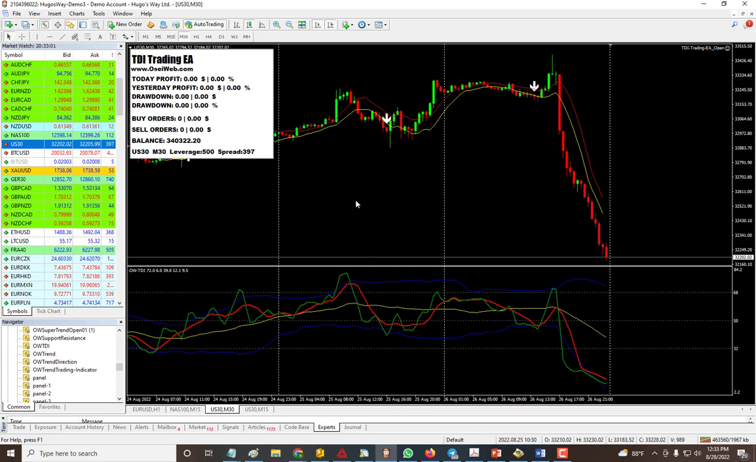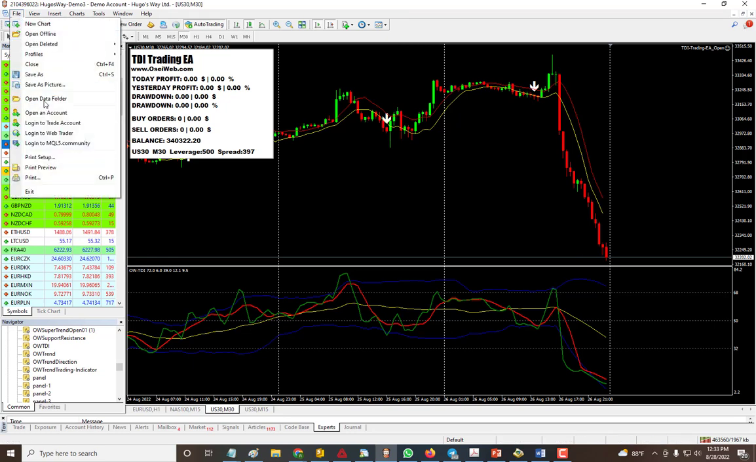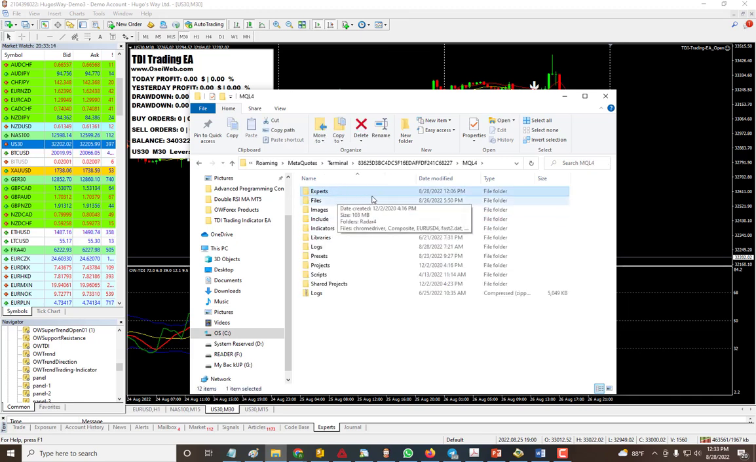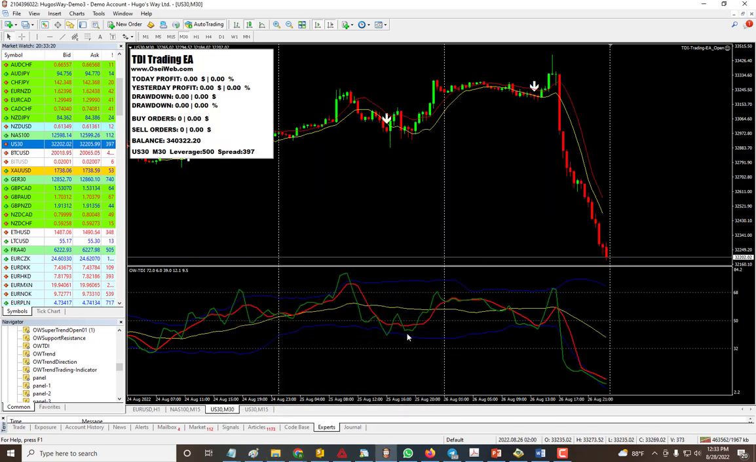So to install it, just like any other custom indicators and EAs, you go into your file, open data folder, and you go to MQL4 and you put the EA in here. If you have the indicator, you put it in here. So you will get this indicator and also this indicator. Everything is built into one indicator that you can use, and also the same for the EA as well.